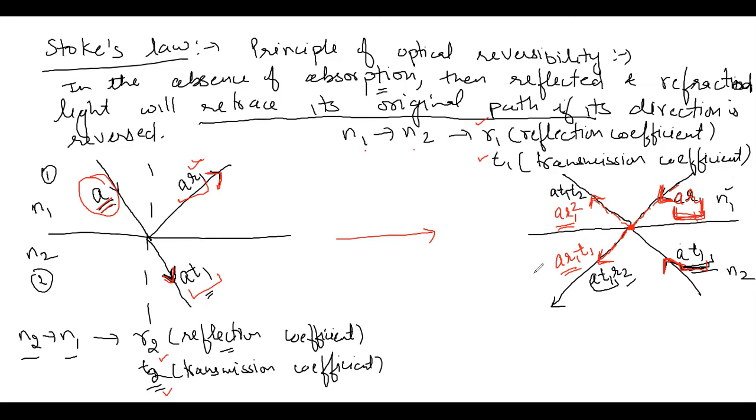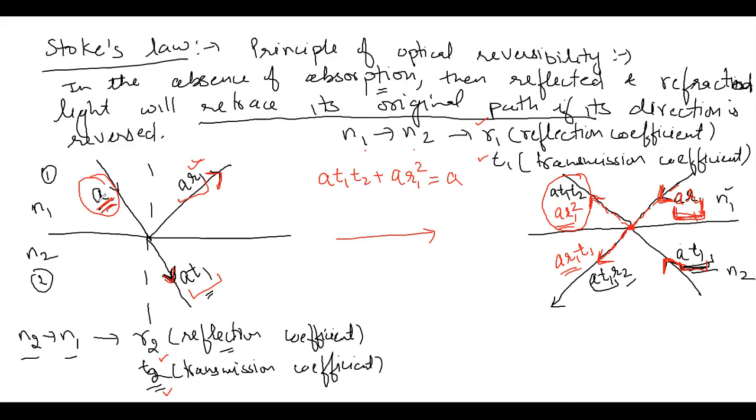Now this principle said that you should only have A. So that means if I add up these two terms, A times T1 T2 plus A times R1 squared should be equal to A. This is what it says, that we should get whatever we started with initially.